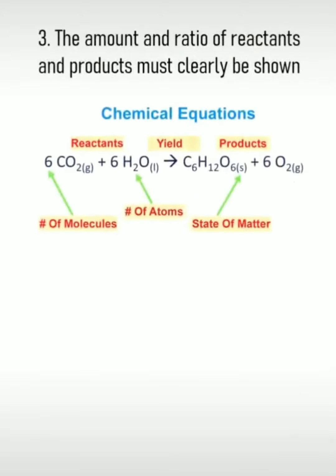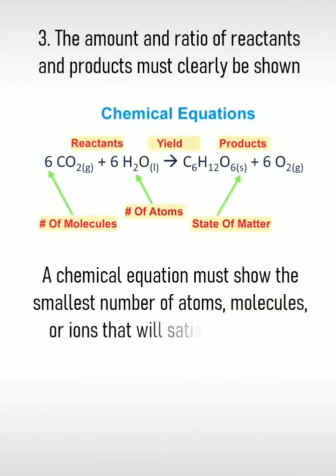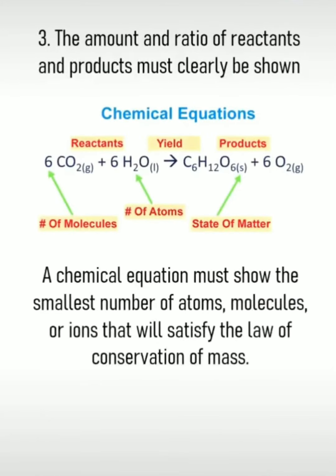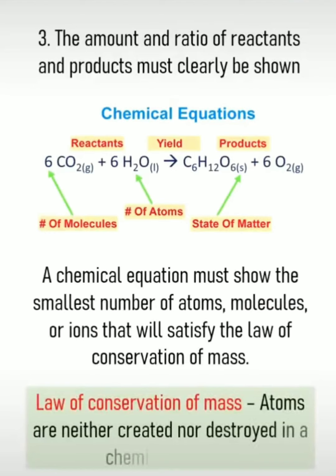The third requirement states that the amount and ratio of reactants and products must clearly be shown. Have a look at this example. A chemical equation must show the smallest number of atoms, molecules, or ions that will satisfy the law of conservation of mass. The law of conservation of mass states that atoms are neither created nor destroyed in a chemical reaction.